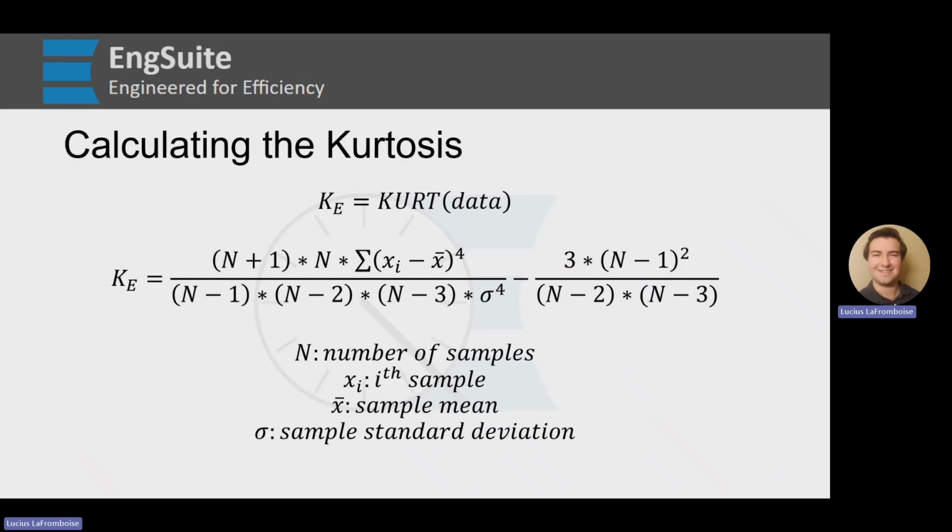The excess kurtosis formula that we're going to be using later on in this video is n plus 1 times n times the sum of (xi minus x bar) to the 4th over (n minus 1) times (n minus 2) times (n minus 3) times the standard deviation to the 4th, minus 3 times (n minus 1) squared over (n minus 2) times (n minus 3), where n is the number of samples, xi is our ith sample, x bar is the sample mean, and sigma is our sample standard deviation.